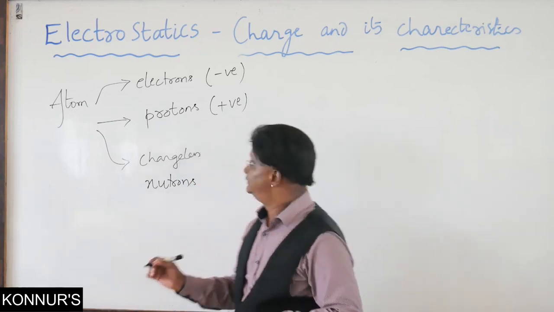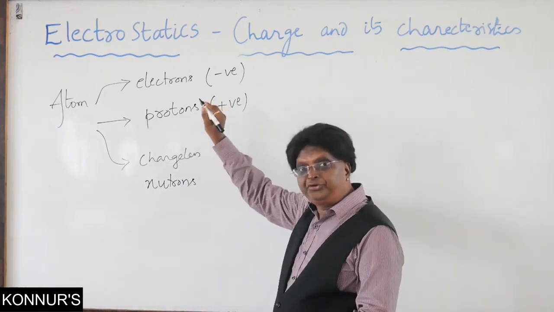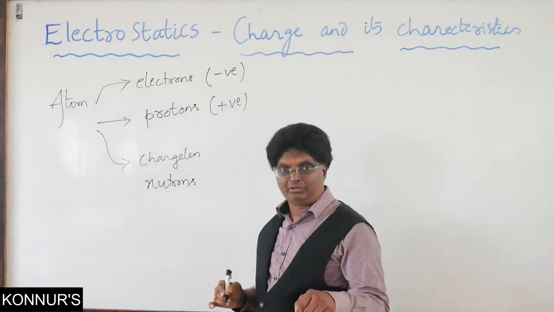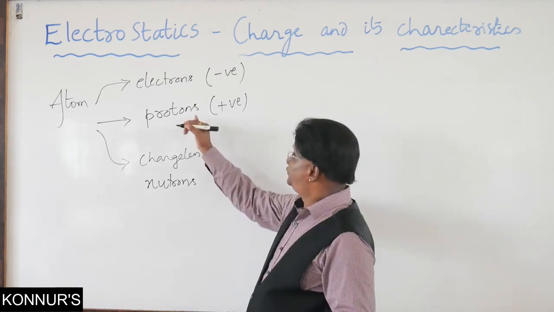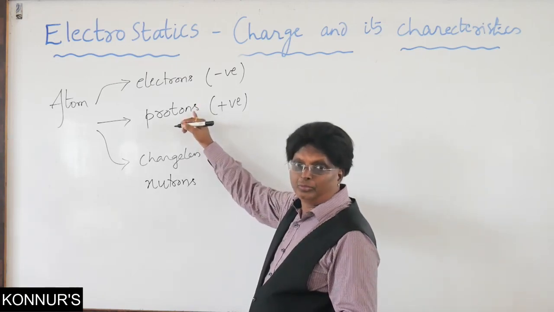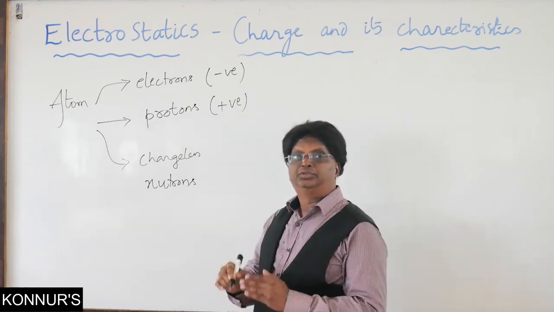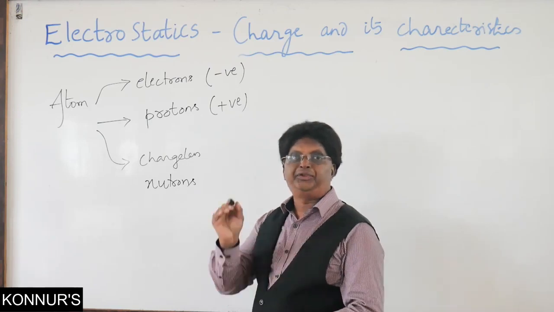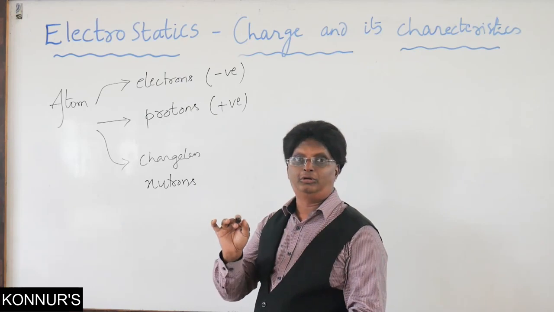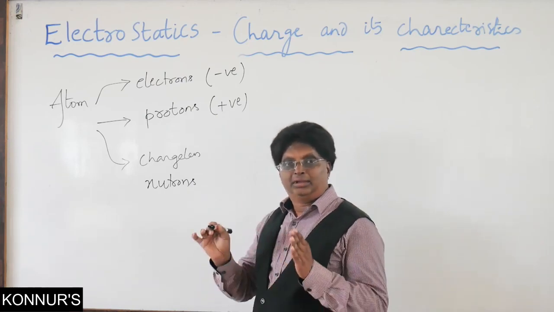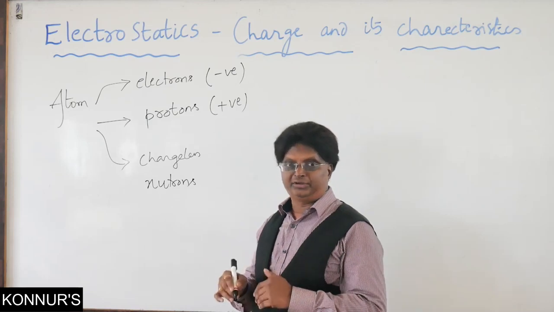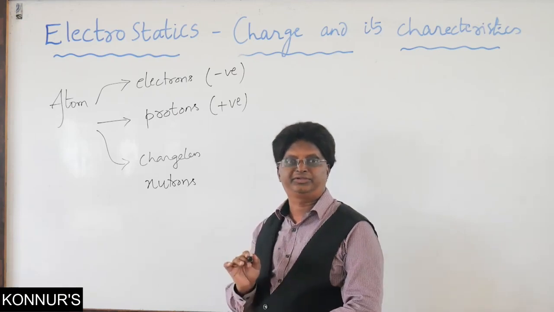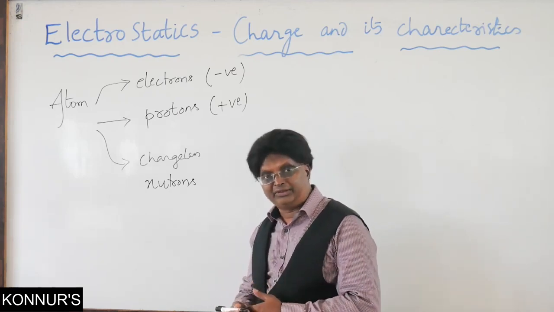Why? Because the total magnitude of the negative charge due to electrons is the same as the total positive charge due to protons. Therefore, the total positive and total negative charges are equal in magnitude, and net charge is always 0 in the case of an atom. Atom is made up of charges such that net charge is 0. So this is our first basis of electronic theory.